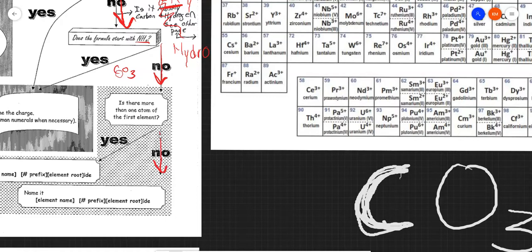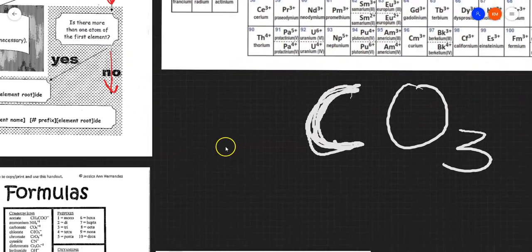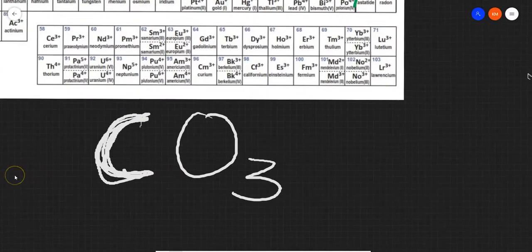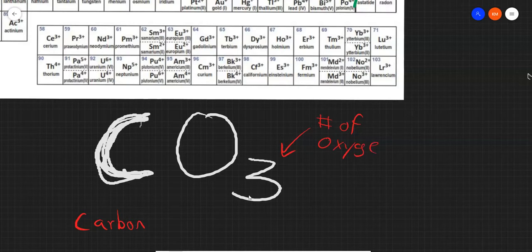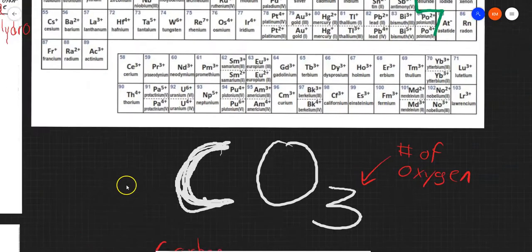Name it. Element name, number prefix, element root, IDE. And what does that mean? Well, first, element name. So this is carbon. Okay. Then we have 3 oxygen. So number prefix is next. That's what it says. Number prefix. That's what the hashtag is, number.